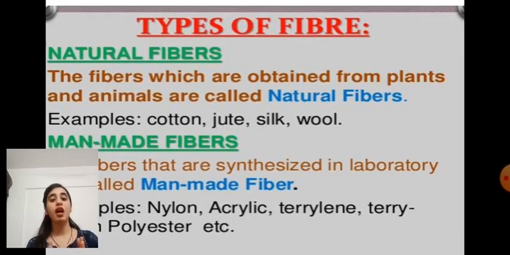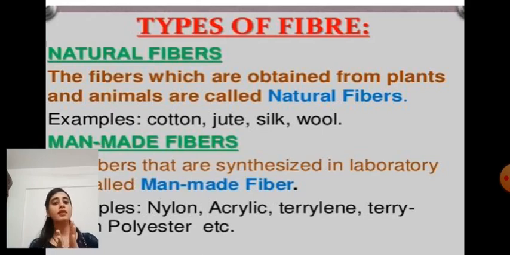Okay, understood? In natural fibers, there are two types: plant fibers and animal fibers. You have learned in your sixth class also about cotton fibers. Cotton fibers are used for making cotton fabric or cotton clothes. Cotton and jute are obtained from plants, these are called plant fibers. And silk and wool are two important animal fibers. Wool comes from animals such as sheep, goat, yak, and other animals also, and silk is obtained from silkworm.